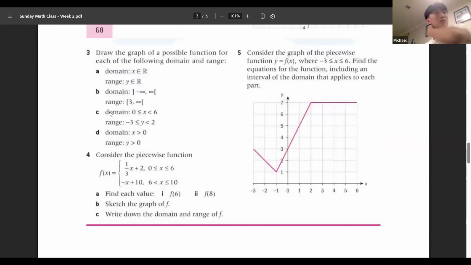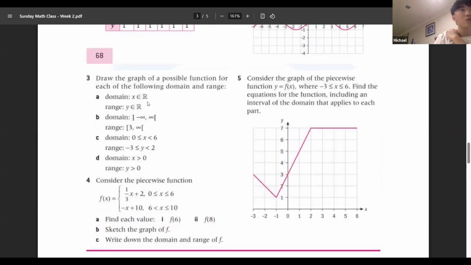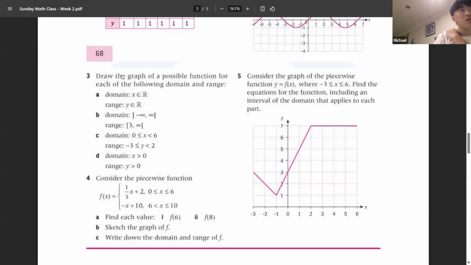Did you learn domain and range? I think we did domain and range, right? Okay, so let's look at some exercises with domain and range. Draw the graph of a possible function for each of the following domain and range. So it's saying given the domain and range, just give me a function that has this domain and range. Do you get the question?